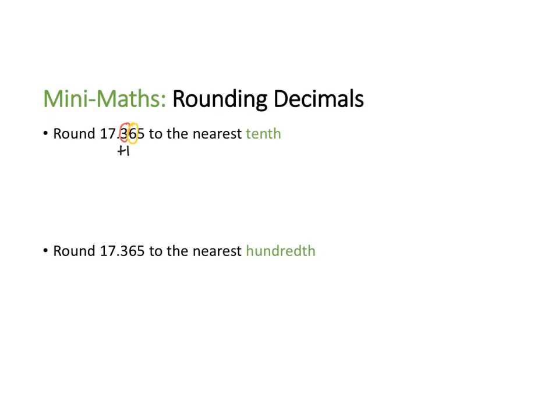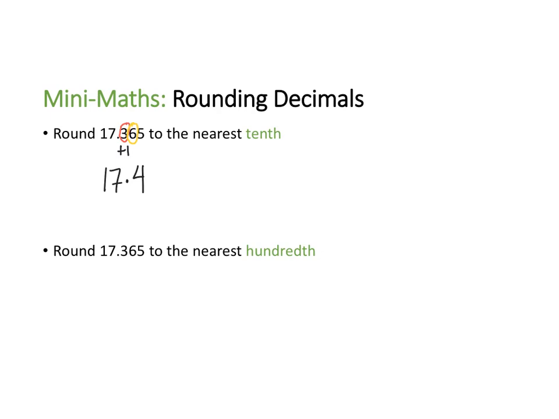and so when we round this number to the nearest tenth, we'll get 17.4. The digits to the left of the target digit remain the same, and the digits to the right of the target digit become 0, or in this case we can just leave them out because it's after the decimal point. So that number rounded to the nearest tenth is 17.4.